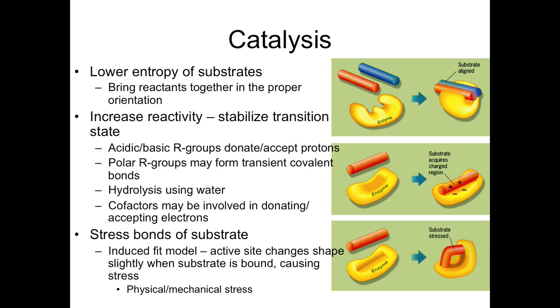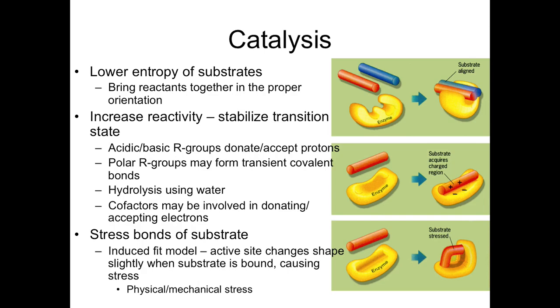Okay, you can also actually increase the reactivity of those molecules, and this often has to do with stabilizing that transition state. You're making them more likely to react. And this can happen in many different ways. Oftentimes, you'll have either acidic or basic R groups inside the active site that make it more likely to react by donating or accepting electrons. So it actually is charging it, making it more reactive. Polar R groups can do that, although it wouldn't be as strong.